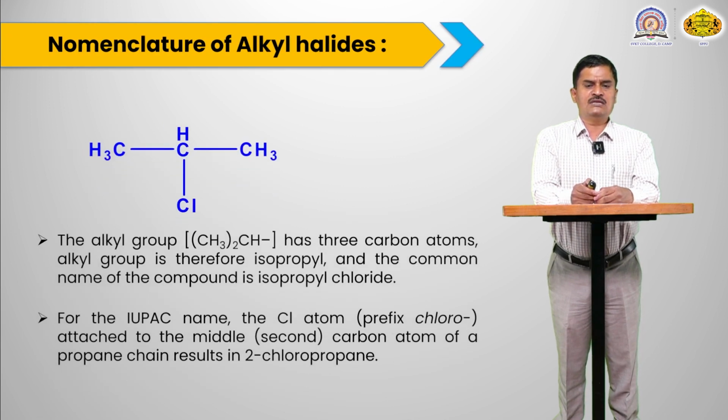Another example, CH3, CH, CH3. So here the chlorine atom is attached to the middle carbon atom. The common name of this compound is isopropyl chloride, and for the IUPAC name, the position of the chlorine is 2. So the IUPAC name of this compound is 2-chloropropane.